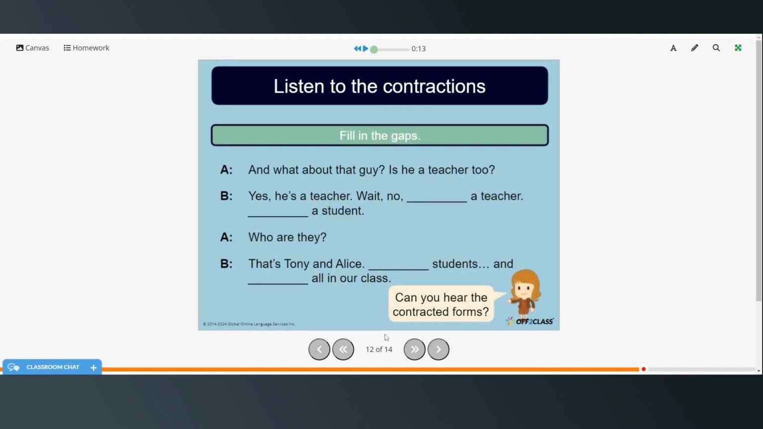All right, so we're going to listen again and fill in the gaps as we go. And what about that guy? Is he a teacher too? Yes, he's a teacher. Wait, no, he's not a teacher. He's a student. Who are they? That's Tony and Alice. They're students. And they're all in our class.